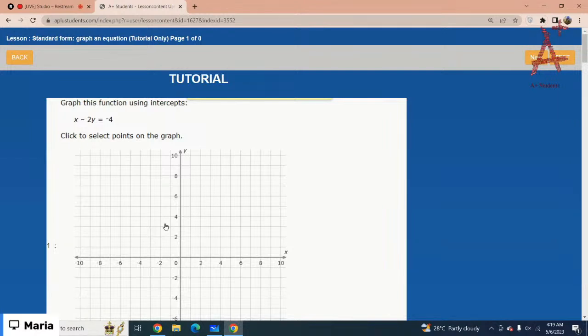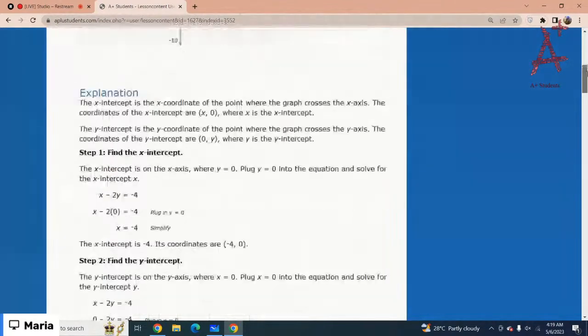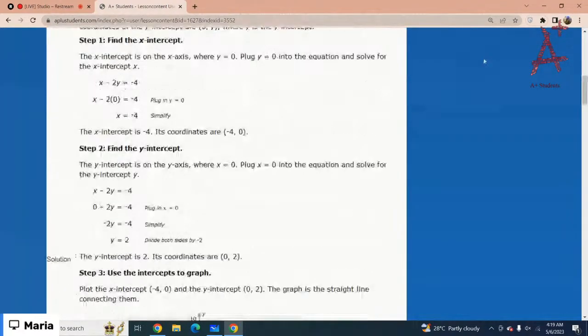Got it? So we know that for the x-intercept, you need to put y equals 0 in the equation. The x-intercept is on the x-axis where y equals 0. So it would be x equals negative 4. That is the x-intercept. Now you have to calculate the y-intercept the same way. When you calculate the y-intercept, you need to put x equals 0. So it would be y equals negative 2.